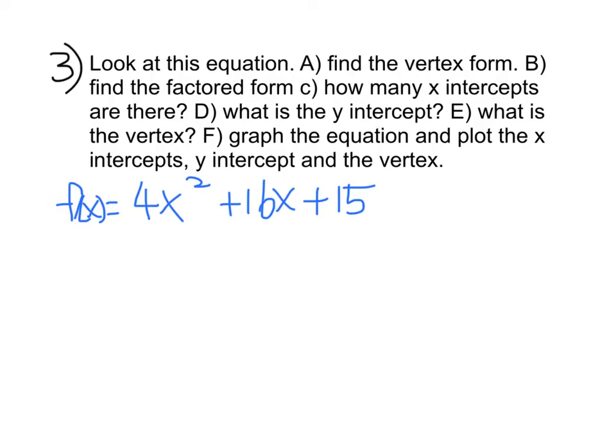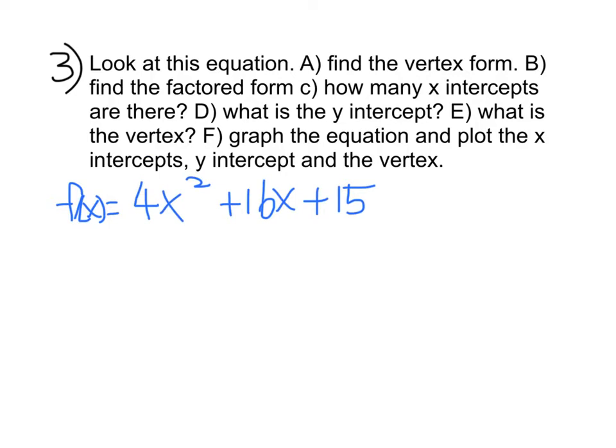You have to look at this equation, the one in blue, okay? And then you have to do many things, right? You have to find the vertex form, find the factored form, how many x-intercepts are there, what is the y-intercept, what is the vertex, graph the equation and plot the x-intercepts, y-intercept, and the vertex, okay? So there's many things you have to do, okay? So let's just start with something very easy, okay? We're going to start with the vertex form, okay?